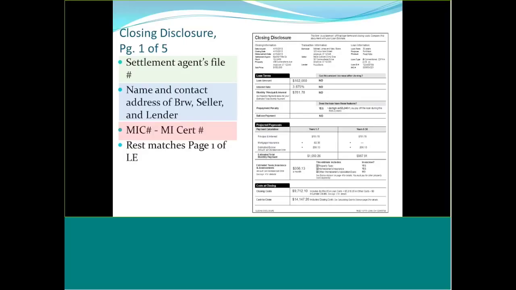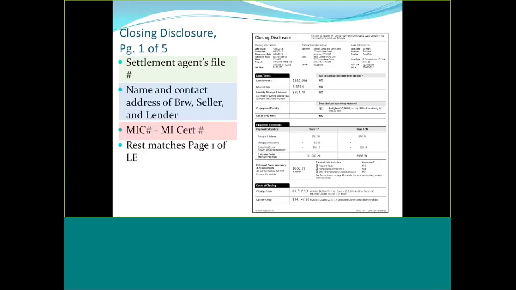So a lot of the same information on this page 1. A few things it does add are going to be things such as the settlement agent's file number, and then a little bit more contact information for parties such as the seller, and then you also have an MI cert number on there as well.